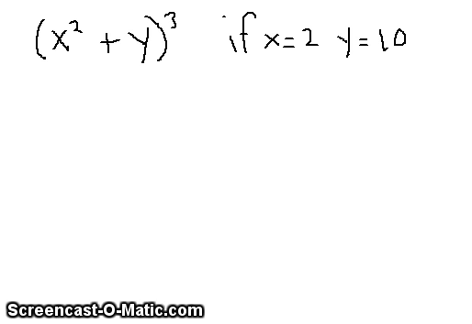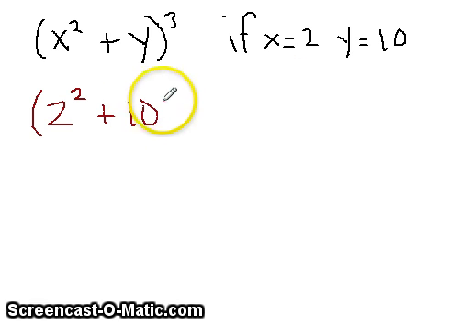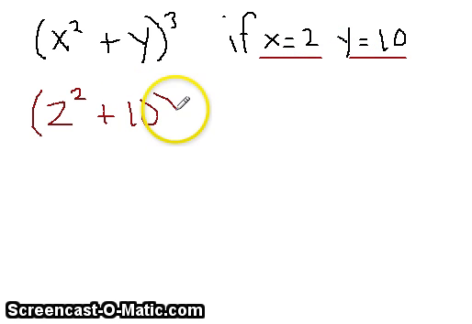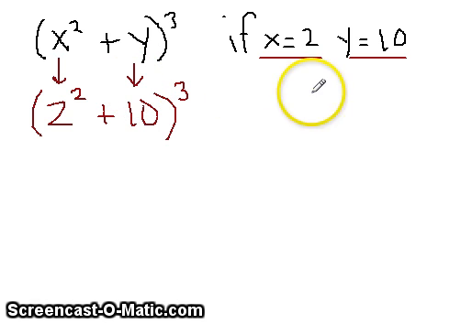Alright, and I have one more example. Now we're going to evaluate an expression. So we're having some variables, we need to evaluate them by substituting in the values for x and y. So this says x squared plus y all to the third power if x equals 2 and y equals 10. So instead of the x, wherever I see an x, I'm going to write a 2. And wherever I see a y, I'm going to write a 10. Okay, that's what this is telling me over here. So the only thing I did was substitute 2 for x and 10 for y.